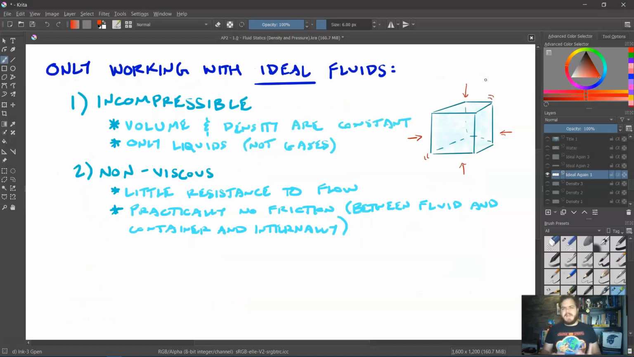So going back to ideal fluids, we just said the first property is that they're incompressible. We can't push them in and change the amount of space they occupy, so the density is constant. The next thing is that they're going to be non-viscous. And what does that exactly mean?